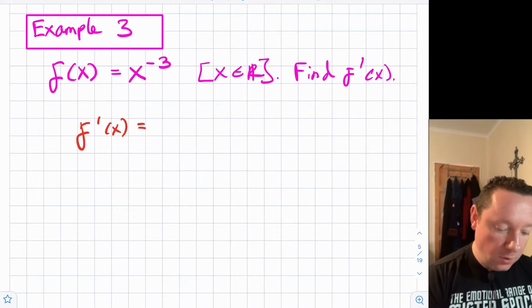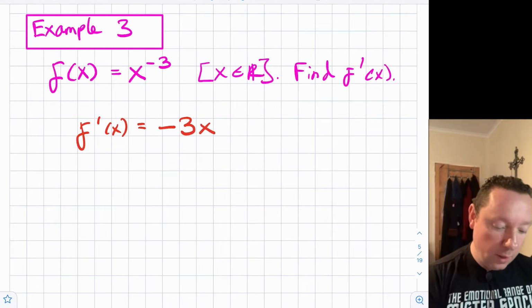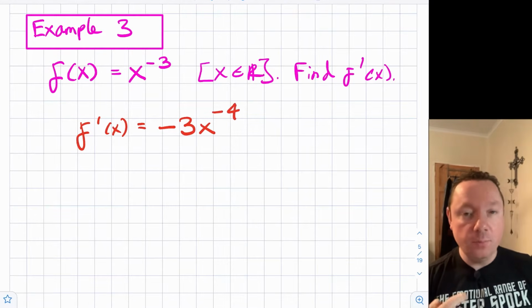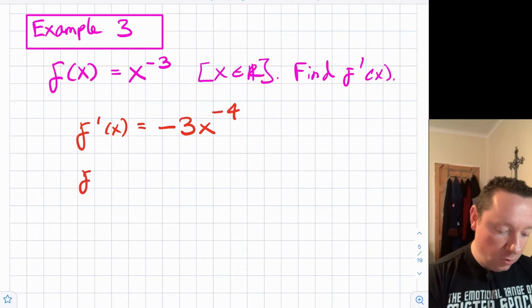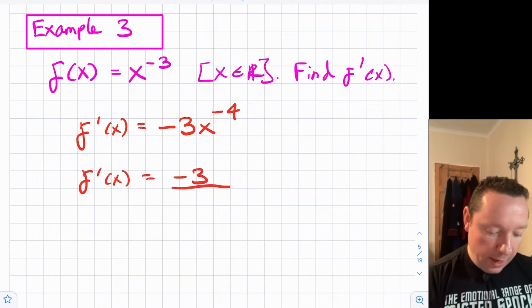The power comes down in front, so minus 3x. And we reduce the power by 1. Minus 3 take away 1 is minus 4. Now we can tidy that up slightly by leaving it as a positive power. If you remember your rules of indices, then that would be minus 3 over x to the power of 4.